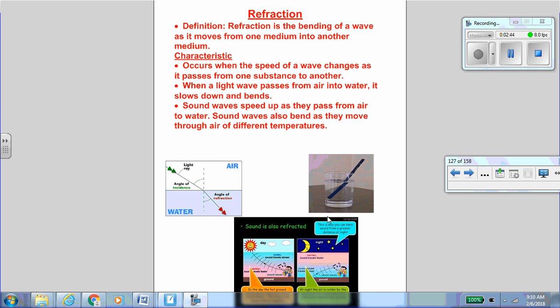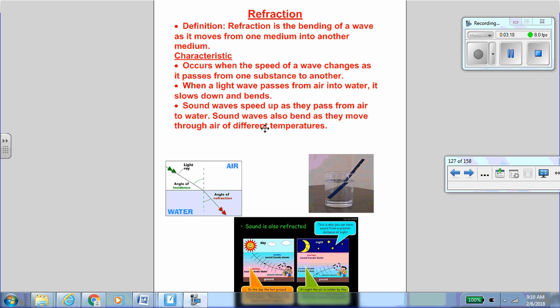When a light wave passes from air into water, it slows down and bends because light waves, which are electromagnetic, travel faster in air than they do in water and solids. So as it's moving from air down into the water, it's going to slow down, and when it's doing that, it's going to bend. Sound waves speed up as they pass from air to water because sound waves are going to travel faster in substances that are more dense. So if I'm going from air, which is not very dense at all, to water, which is a little more dense, then the sound wave is going to speed up.